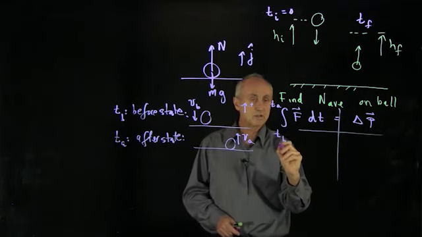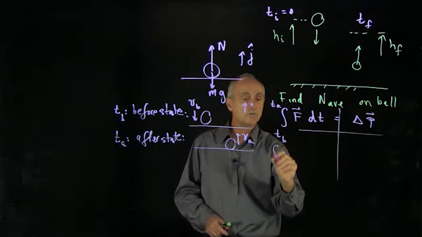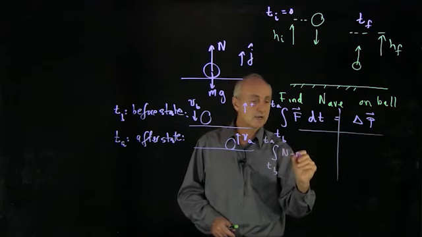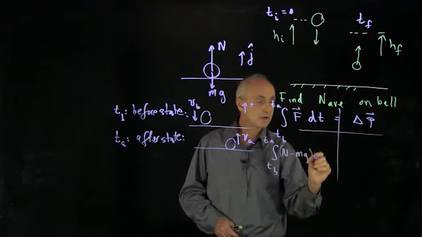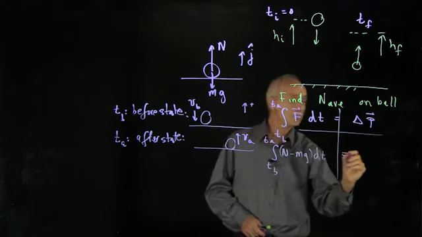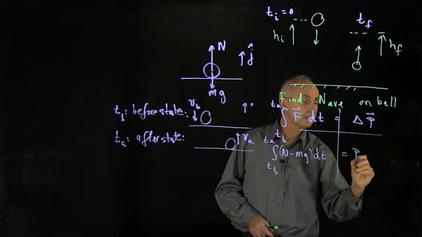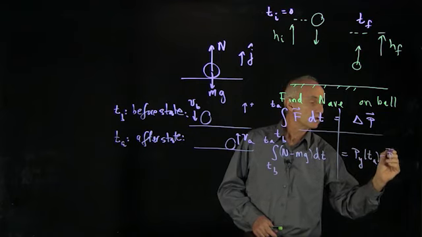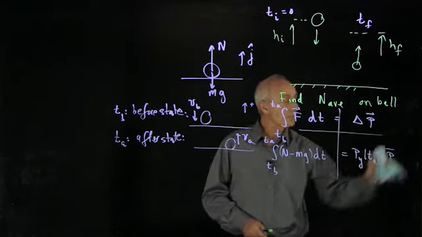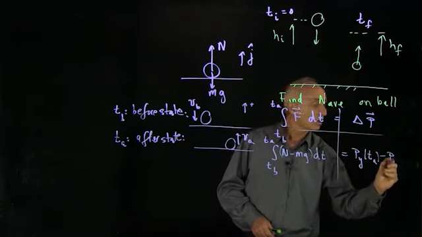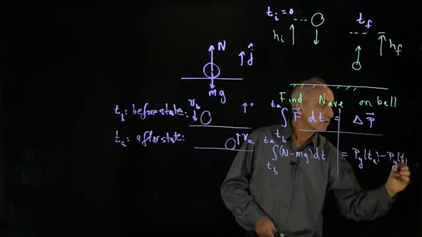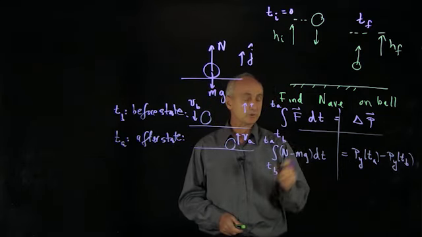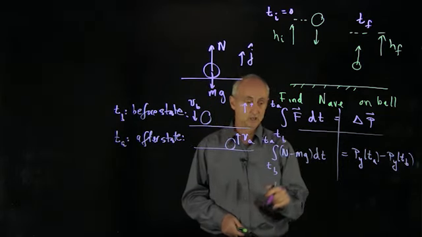So what we have here is the integral from t before to t after of N minus mg, integrated over dt, and that's equal to the y component of the momentum at t after minus the y component of the momentum at t before. We don't have a vector here anymore. And so this is our expression of the momentum principle. Impulse causes momentum to change.